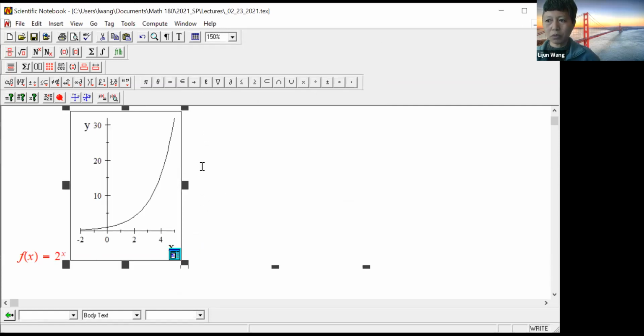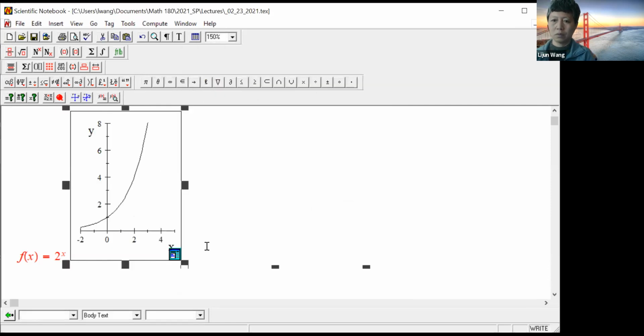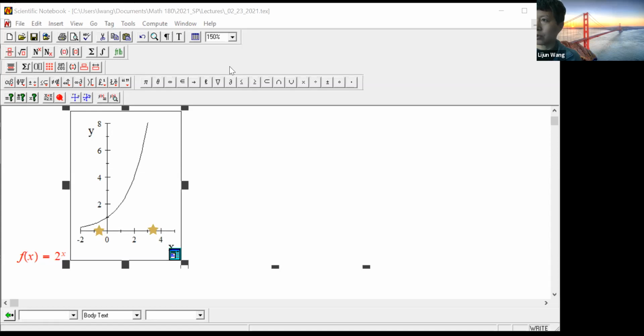Okay, this is 2 to the power x. I can make some adjustment. To decide whether it's an increasing function, you just have to do what we just did. You choose any two points, point 1, point 2: x1, x2, where x1 is smaller than x2, arbitrarily.